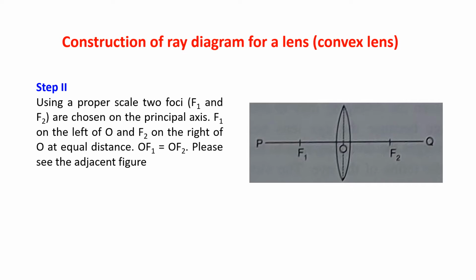Second step: you have to mark F1 and F2. Using a proper scale, two foci F1 and F2 are chosen on the principal axis. F1 will be on the left hand side and F2 will be on the right hand side, but they should be at equal distance from the optical center O, so that OF1 is equal to OF2. This is your second step.